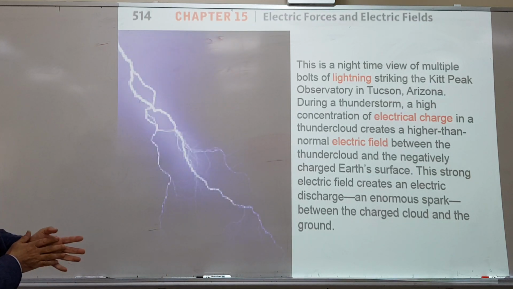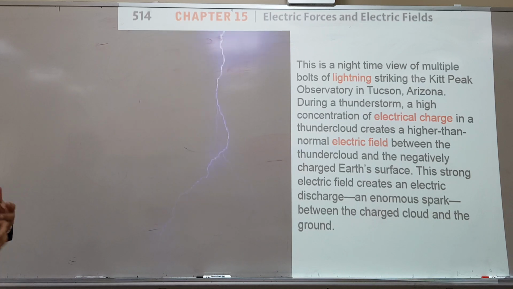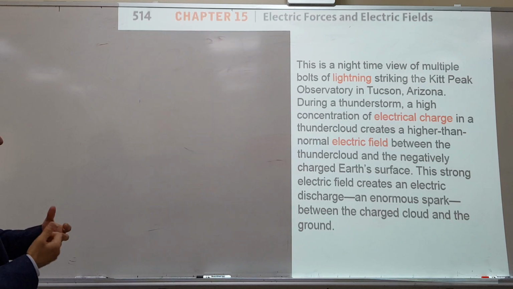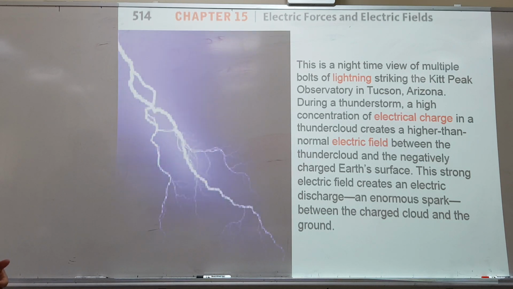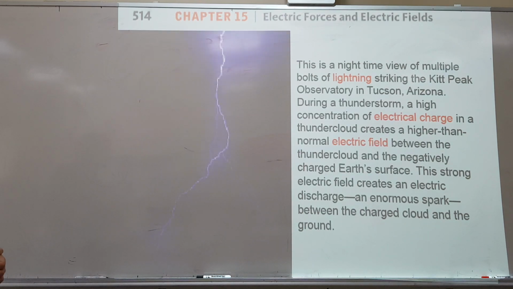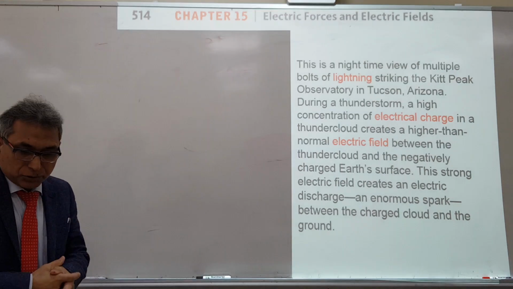this is a night-time view of the lightning on the observatory in Arizona. So during a thunderstorm, high concentration of electric charge in a cloud creates electric field between the cloud and the negatively charged Earth's surface. So this is how the charges are induced.